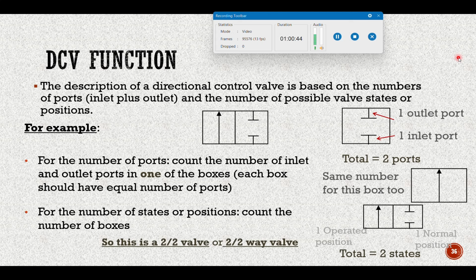If you have 5 ports and 2 states, then you have a 5/2 valve. If you have 3 states, like the one you've seen before in the videos previously, then you have 5/3. But I think in the lab we just have up to 2 states, either 3/2 or 5/2. That should be enough for most of the experiments that we're going to do in our lab.